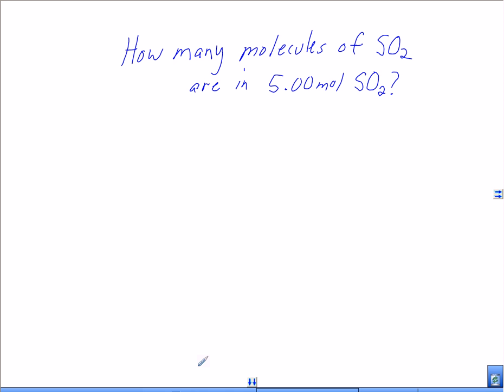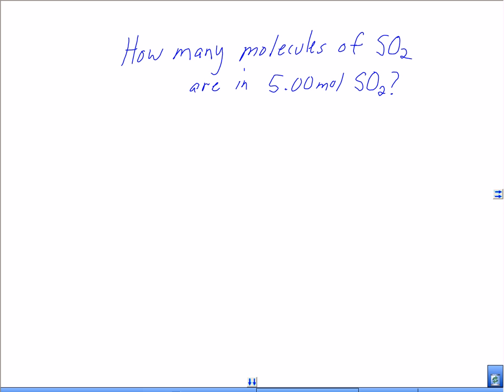Alright, another conversion that we have to do in class is one where you have to take the moles given and find the molecules. So we say how many molecules of SO2 are in 5 moles of SO2. Now I don't see the word mass or grams, so I know that I'm not going to need the molar mass here. That would be pointless to calculate the molar mass of SO2. You could do it, but it wouldn't get you anywhere. So we don't need the periodic table here.